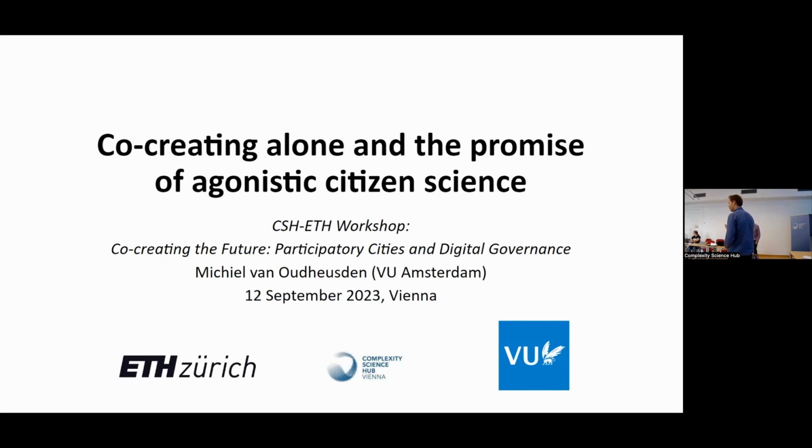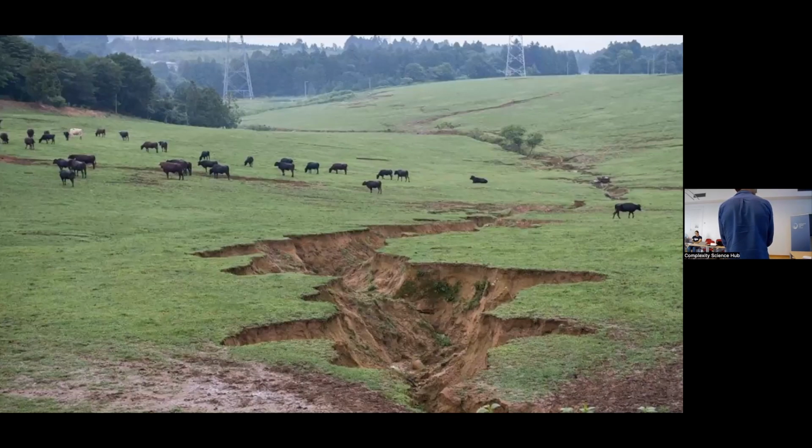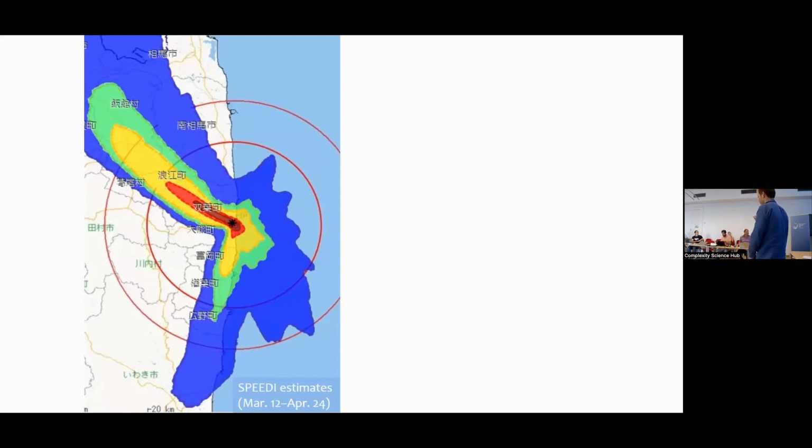I'm going to start by not saying too much. I want to show you some images which you will instantly recognize, at least for people who have been around for the past decade or 20 years. So the pictures you saw were from March 2011.